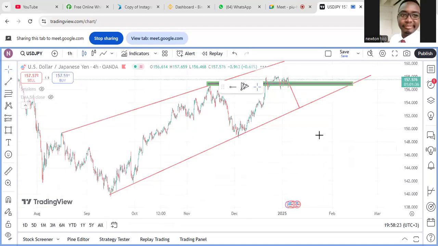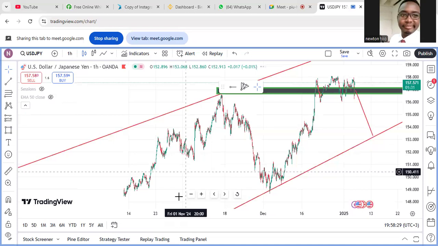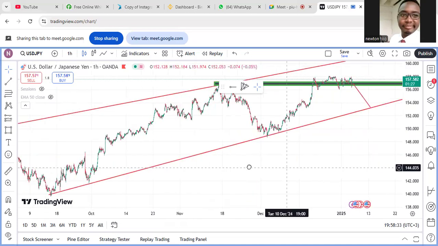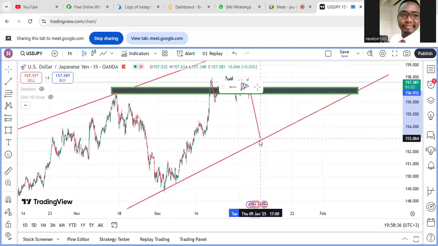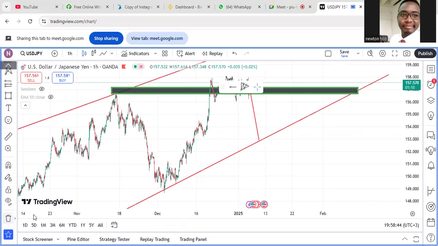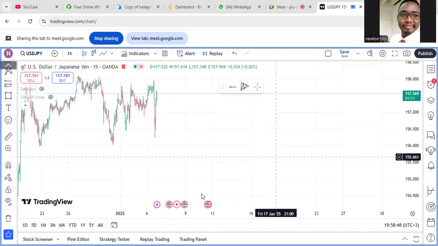Let's check 1 hour. So 1 hour, you can see the market is still on a downtrend. So here, this USDJPY, expect sell maybe from tomorrow, if it's going to break this level. If only it's going to break this level.